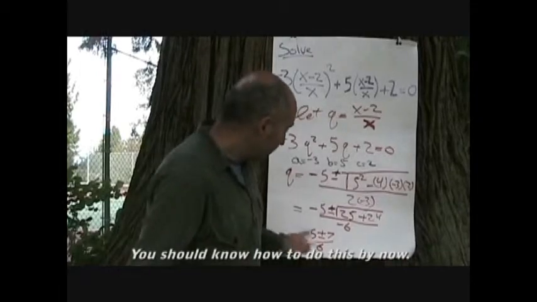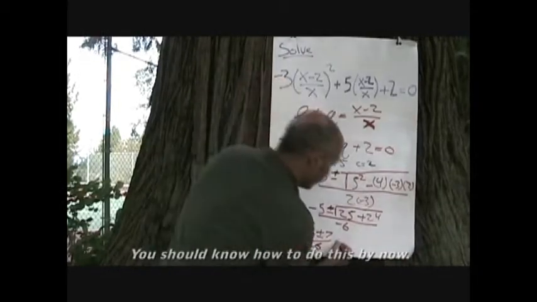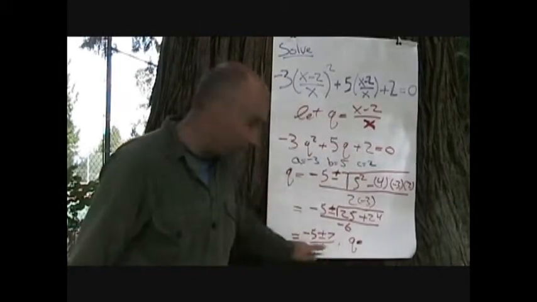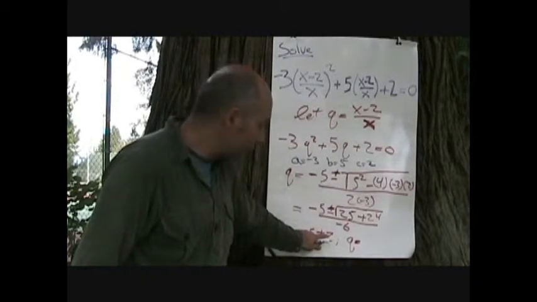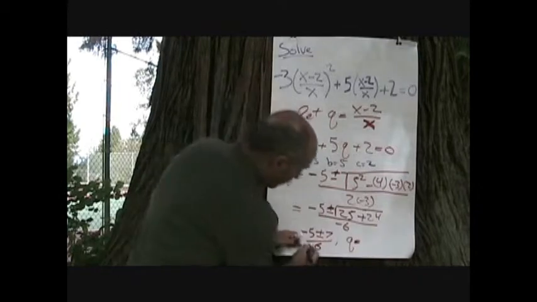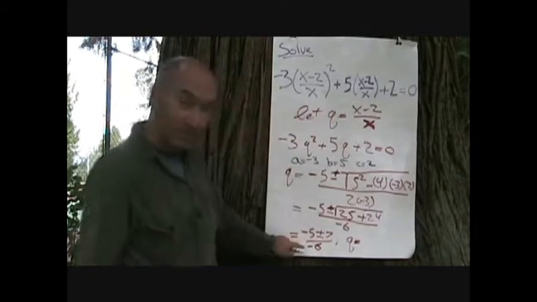So Q is going to be equal to, let's just solve this mentally, negative 5 plus 7, which is 2. Oops, I forgot the negative here. Don't forget it's negative 6 coming down.